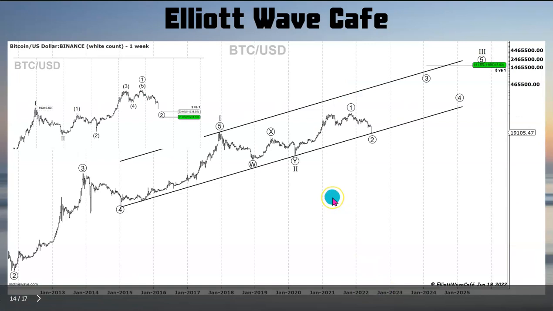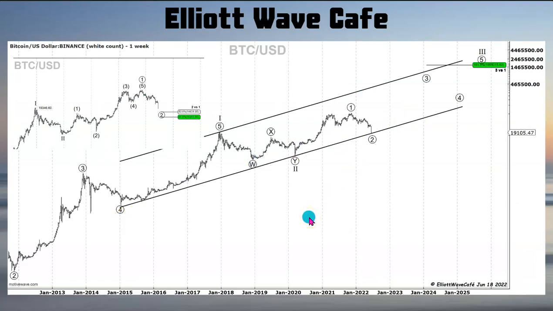All right, really quickly touch on Bitcoin. So this is the white count. I've done a video, I think, a couple of weeks ago on Bitcoin and Ethereum. Bitcoin has been coming down. It broke $20,000 this morning. And here we are trying to break 19 to the downside. This remains as my favorite count, as a white count in here.